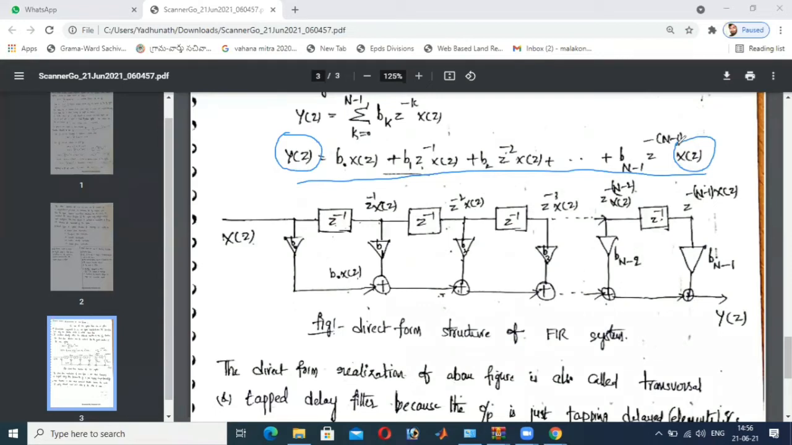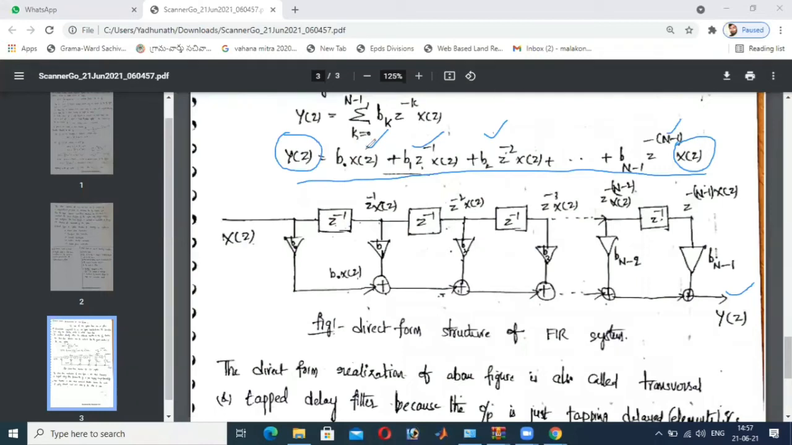Now, Y of z is equal to what? This is the output equation. If you want to get the Y of z value, obviously we have to add the first term, b0 into X of z, b1 into z inverse of X of z, b2 into z inverse squared, up to the last value. We have to add all those values. Then only can we get the resultant value. That resultant value is obviously equal to Y of z. So that is the basic sense by observing the corresponding equation.